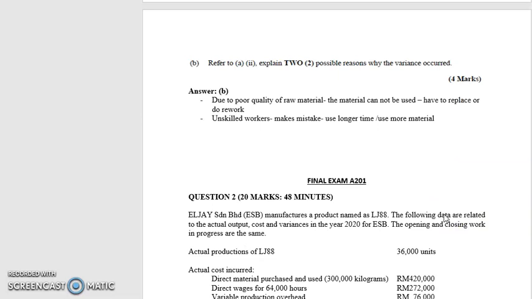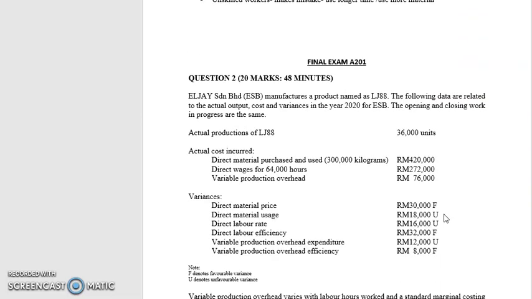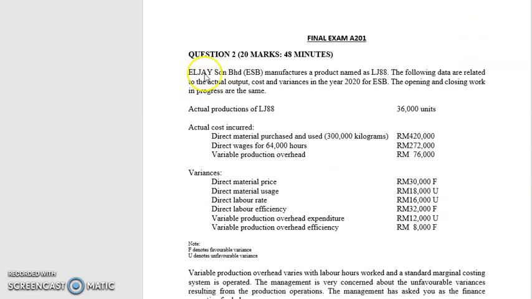So final exam 201. Let's read the question. LG's neighborhood manufactured a product named LJ88. The following data are related to the actual output, cost and variances in the year 2020. For ESB, the opening and closing work in progress are the same. Actual production: 36,000 units. Actual cost incurred: direct material purchased and used, 300,000 kilograms. This is the value.